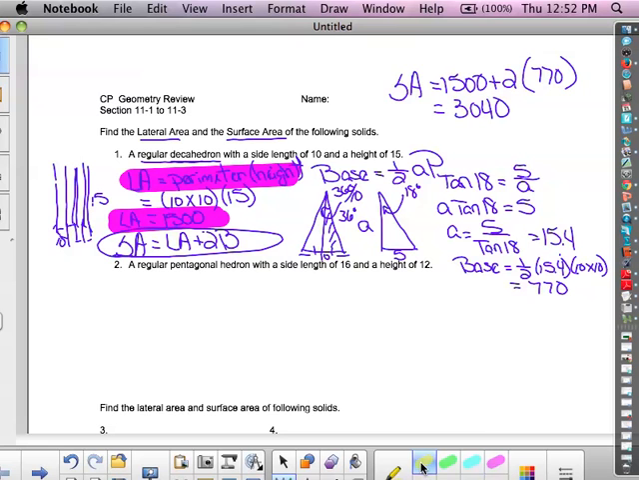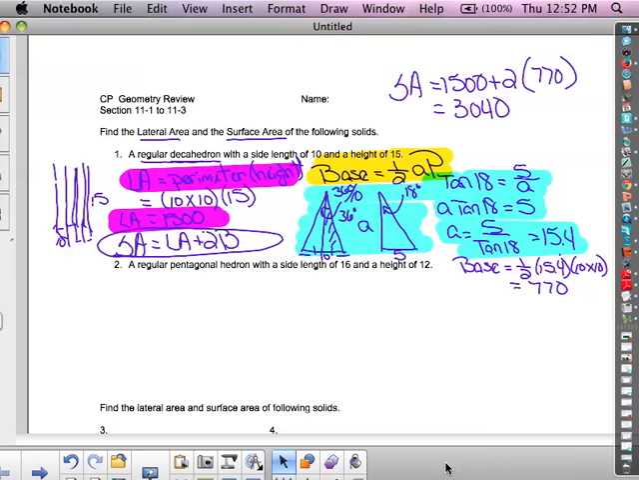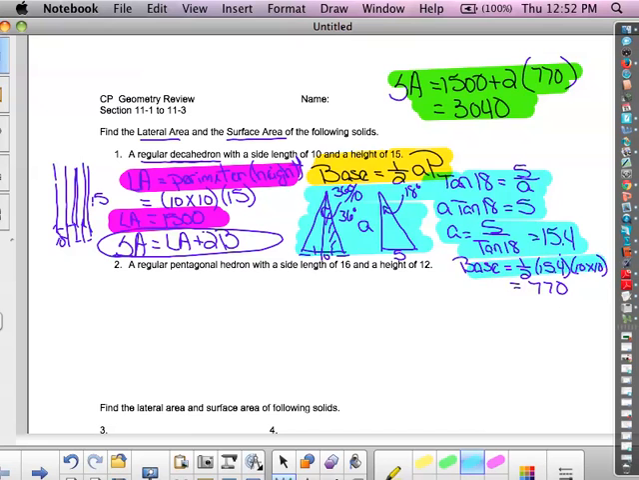Then you have to find the area of the base using 1/2 the apothem times the perimeter. To do that, you'll have to find that central angle divided by 2. Most likely, you will use the tangent ratio to find the apothem, and then you will be able to find the total surface area by using the lateral area and 2 times the area of that base.